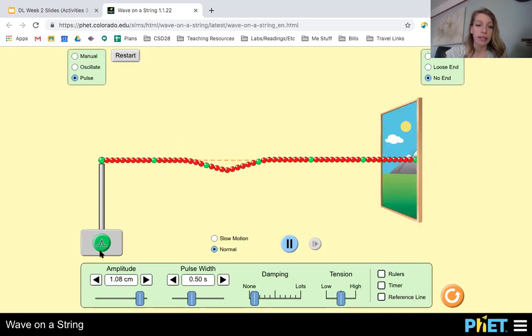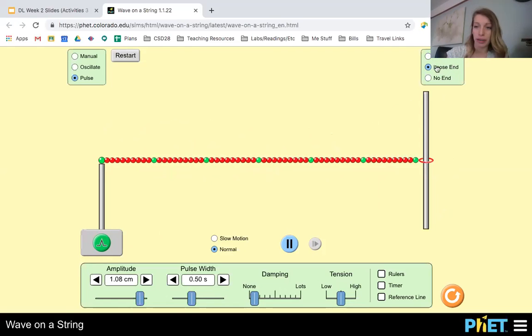Or you can do a no end. This honestly is the least helpful thing because when you have no end, your wave just keeps going on forever and ever out the window. So fun to look at, but not super useful on this activity.